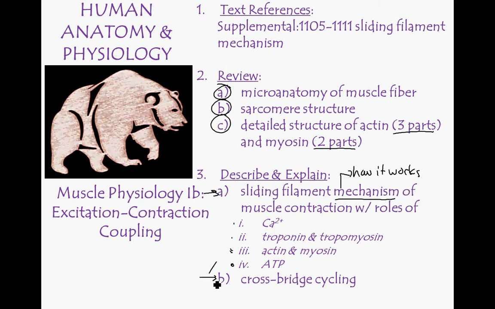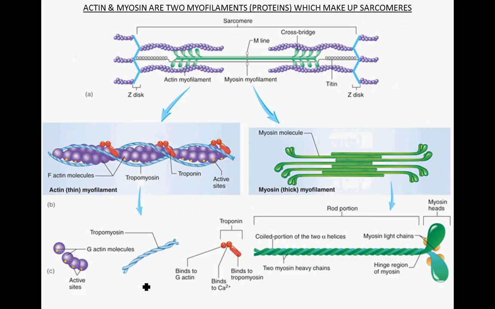So let's get started. So here again is the sarcomere. Again, the sarcomere goes from Z disc to Z disc, and it contains the overlapping actin and myosin filaments here. We're going to pay close attention to this interaction between the myosin heads and the actin for the rest of this. So again, just a quick review.